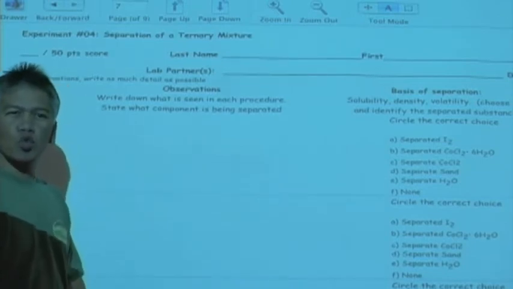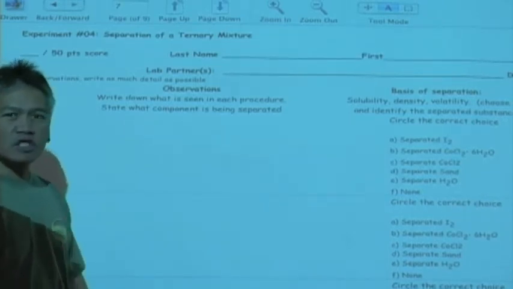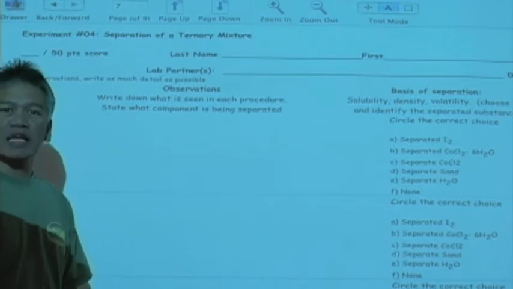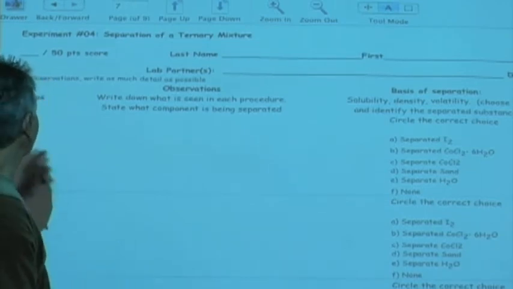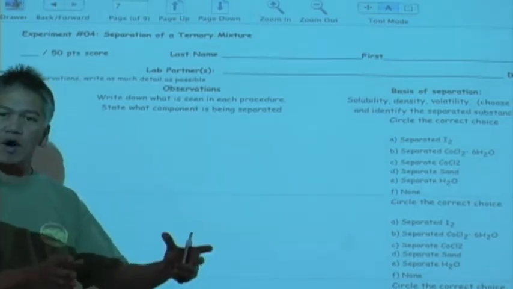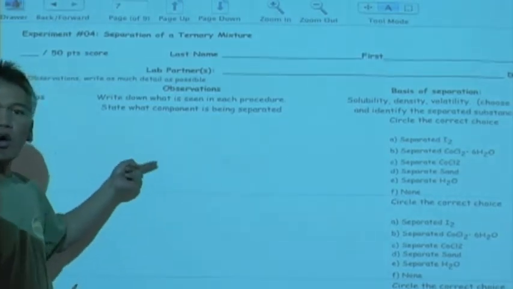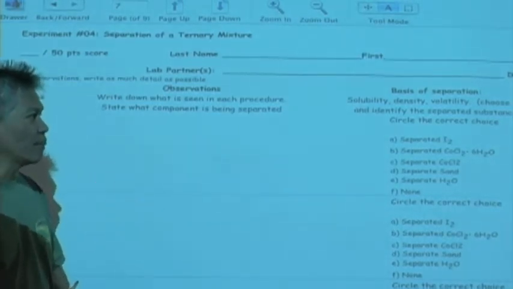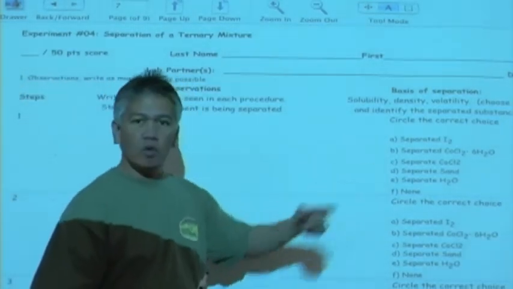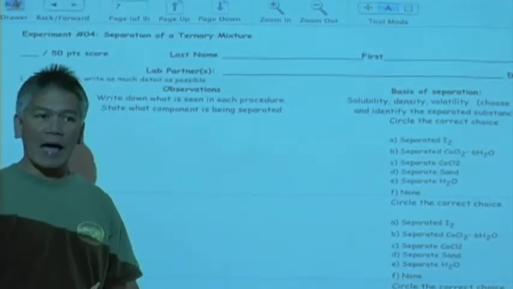When you write in your journals the observations that you take for this particular experiment, use the flow scheme to guide you as to the steps that you're doing. In the first step, you have the individual chemicals, the individual substances, and you're going to write down what they look like individually. And then you're going to circle or write in your lab journal the basis of separation.